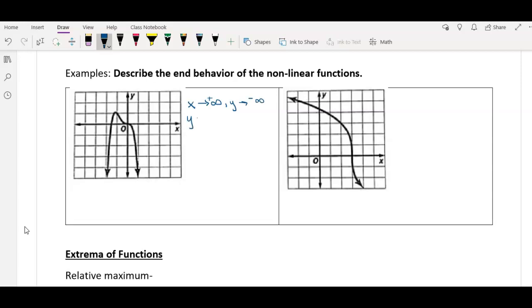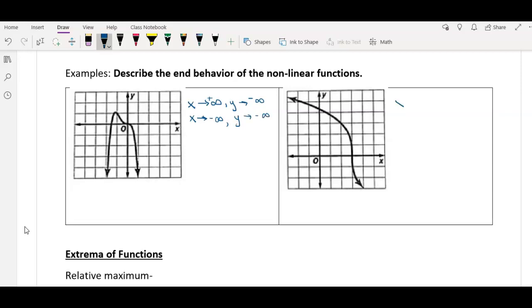All right, and then we have y. Why do I keep doing that? As x approaches negative infinity, that left-hand side of our coordinate plane, let's take a look at what happens down here. Our y is also approaching negative infinity. And that's it for that example.